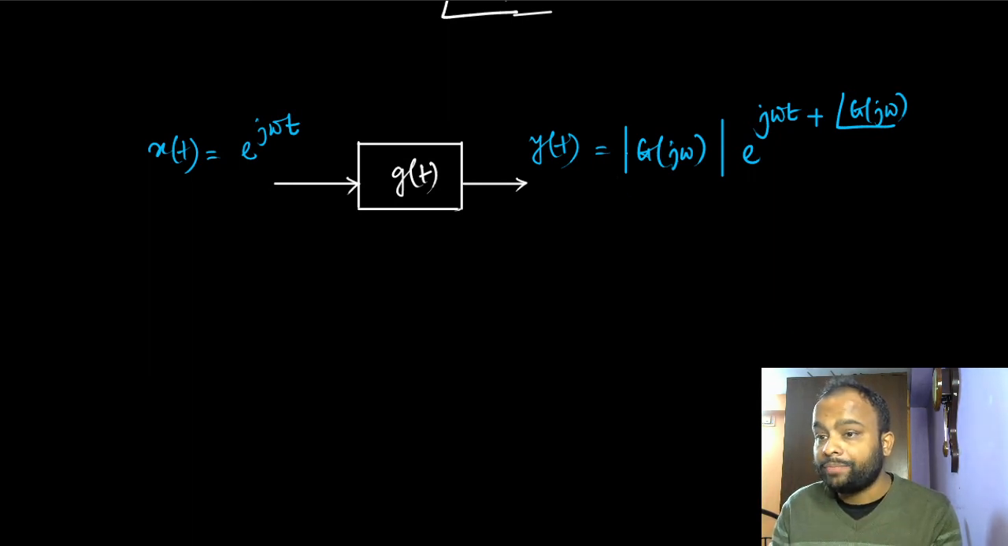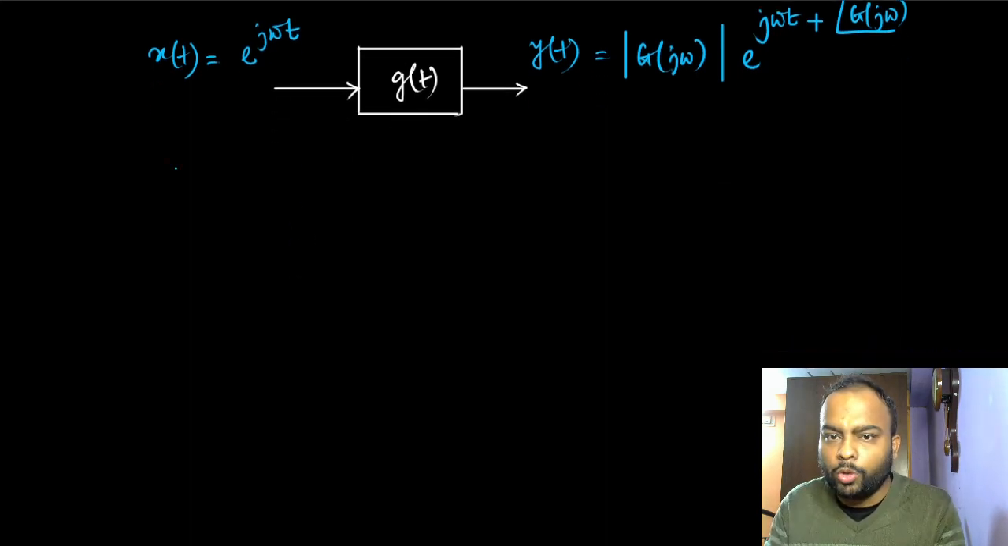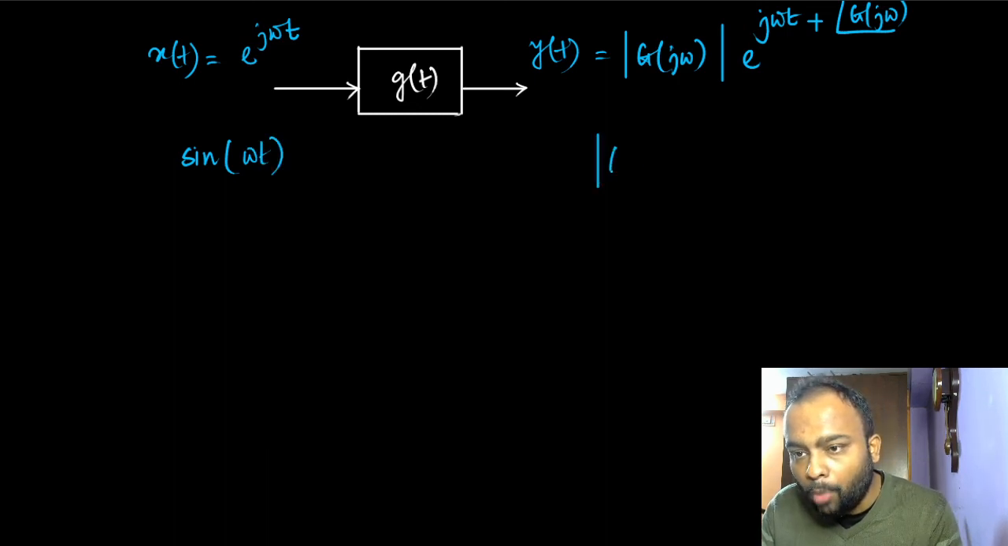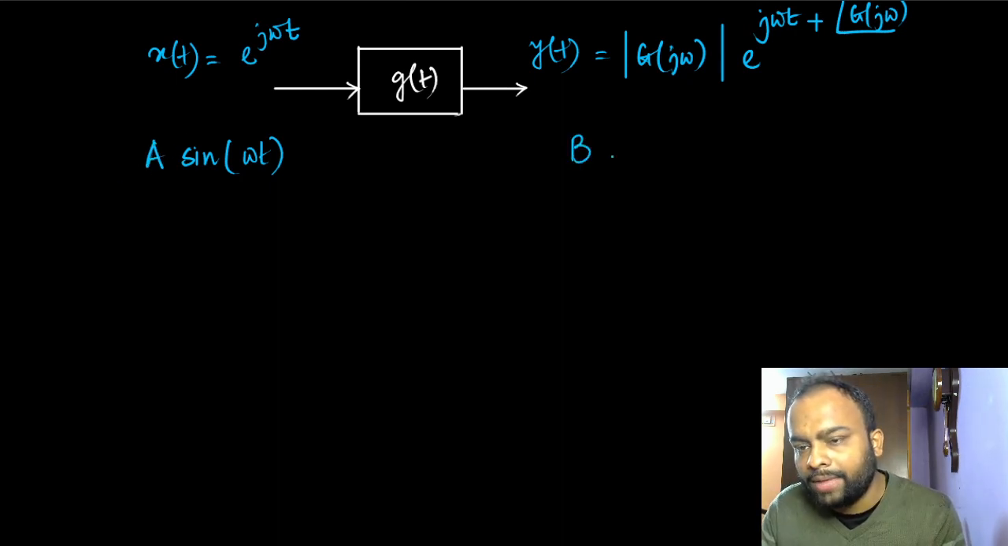Now what I have right now can be simplified for real sinusoids. If the input is something like sine omega t, then the output is going to be something like, say, B sine of omega t plus a phase angle. It could be negative, positive, whatever.